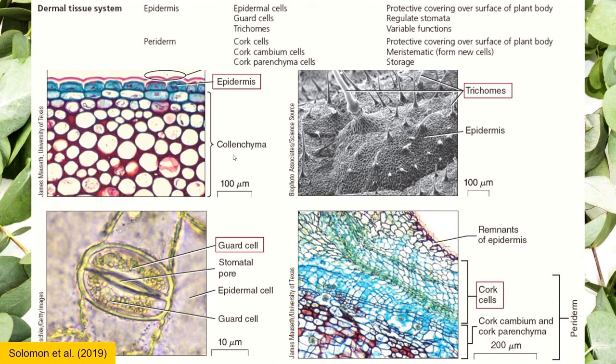Now these are microscopic views of different types of dermal tissues, the epidermis and the periderm. Again, the dermal tissue system is responsible for protecting the plant. You can see here the collenchyma cells, and then the epidermis on top of that. Part of the epidermis are the guard cells, which monitor the opening of the stomatal pore. Then you can see here trichomes, which are outgrowths of the epidermis, and cork cells, which will give rise to the bark of a woody plant.